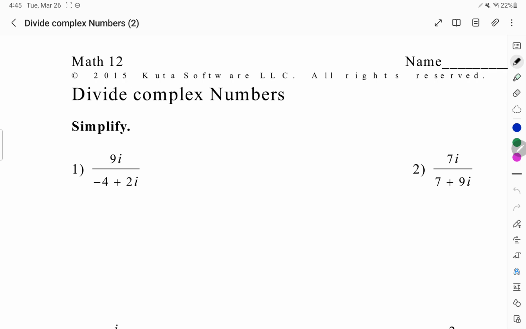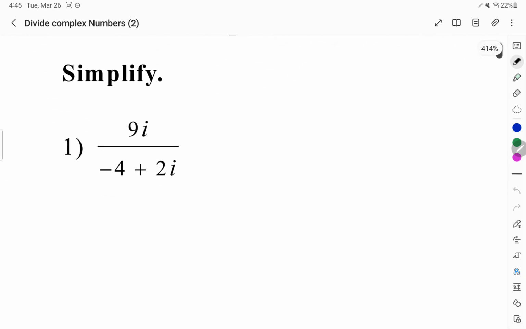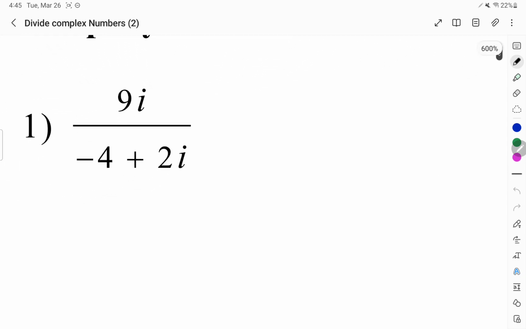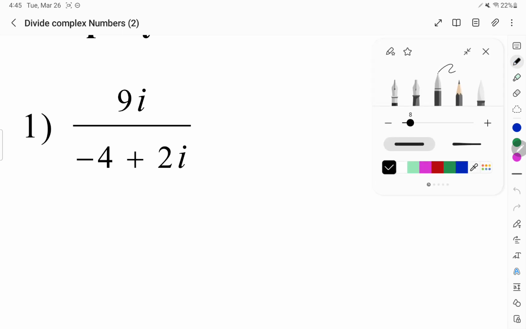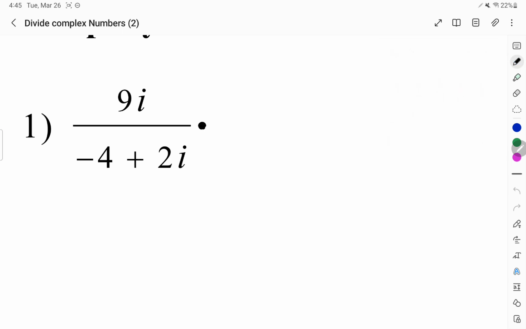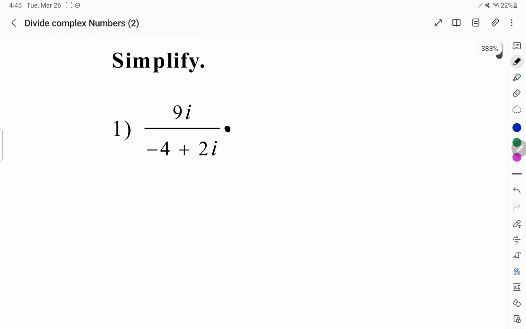So we're going to be dividing complex numbers. Whenever you divide complex numbers, there's no division into it. It's literally just multiplying the whole thing together and simplifying. So that's what we're going to be doing here. We're going to start with 9i over negative 4 plus 2i. What we're going to do here is pretty simple. We're going to be multiplying by the conjugate.